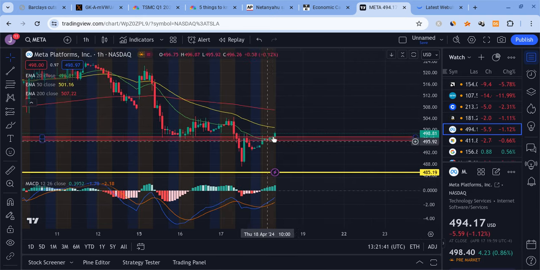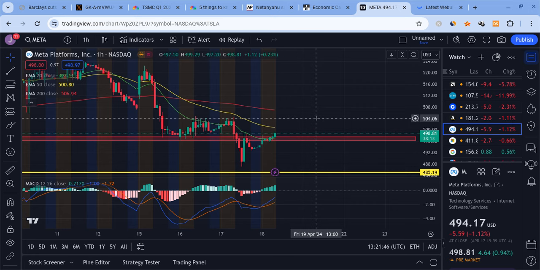For Meta, it's trying to rebound a bit. If we break past 500, look for 506. If we lose support, we're going to be dipping. So I'll be watching that as well.